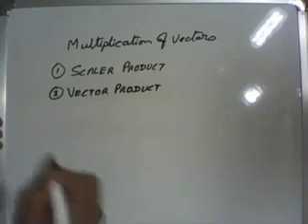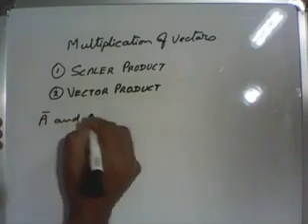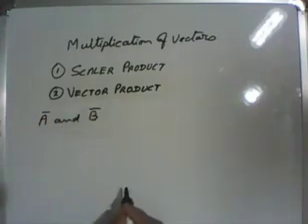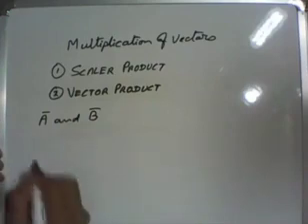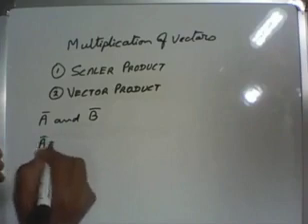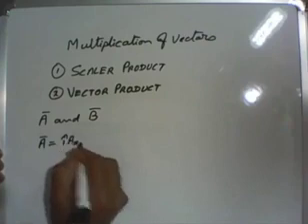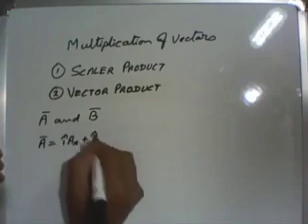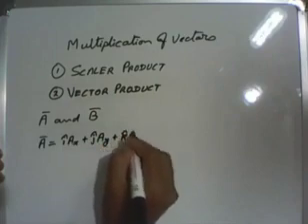So let us say we have two vectors A and B. These two vectors, first we'll write them in their component form. We talked about writing vectors in the component form. So let's say A is equal to I, which is the unit vector, AX plus J AY plus K AZ.